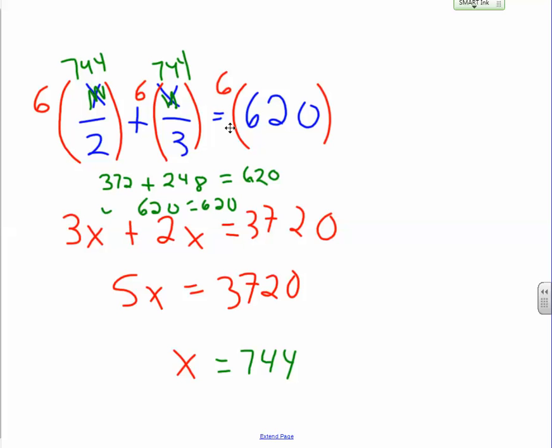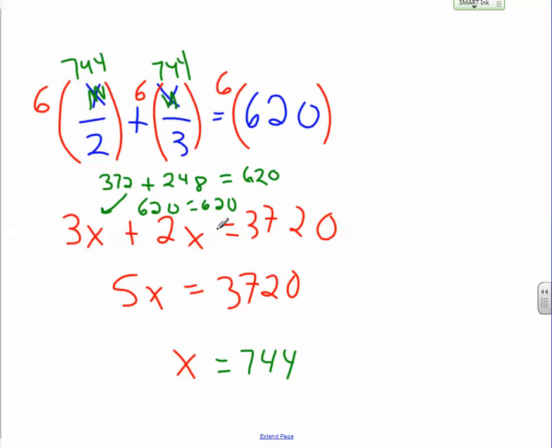And 6 times 620 is 3,720. Now I can combine my like terms, 5x equals 3,720. When I divide both sides by 5, I get 744. To show your check, you take out x and put 744 in for x. So 744 divided by 2 is 372, and 744 divided by 3 is 248. When we add these together, we get 620. So the left side is 620 and the right side is 620. We have done our check, and cha-ching, we know that we're correct.